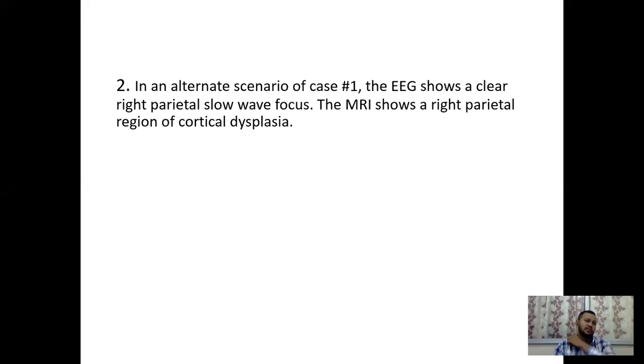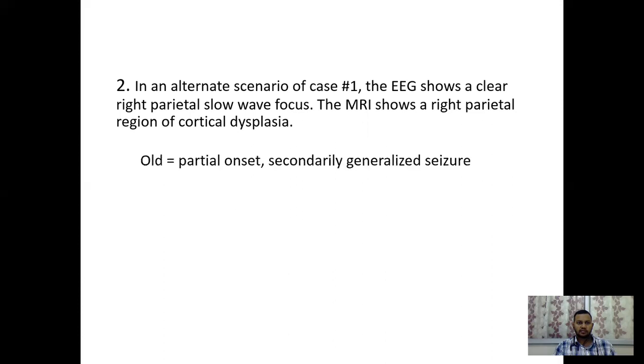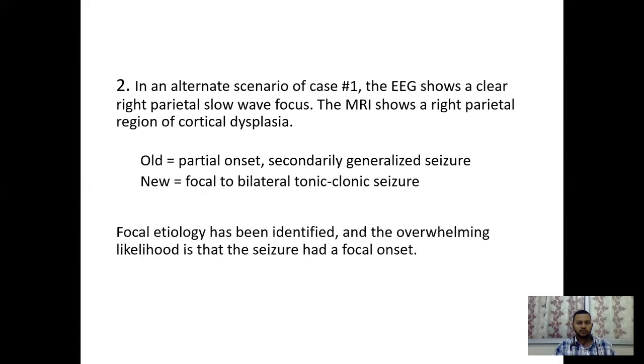Another example: in an alternate scenario of case 1, the EEG shows a clear right parietal slow wave focus. The MRI shows a right parietal region of cortical dysplasia. Old: partial onset, secondarily generalized seizure. New: focal to bilateral tonic-clonic seizure. Focal etiology has been identified, and the overwhelming likelihood is that the seizure has a focal onset.